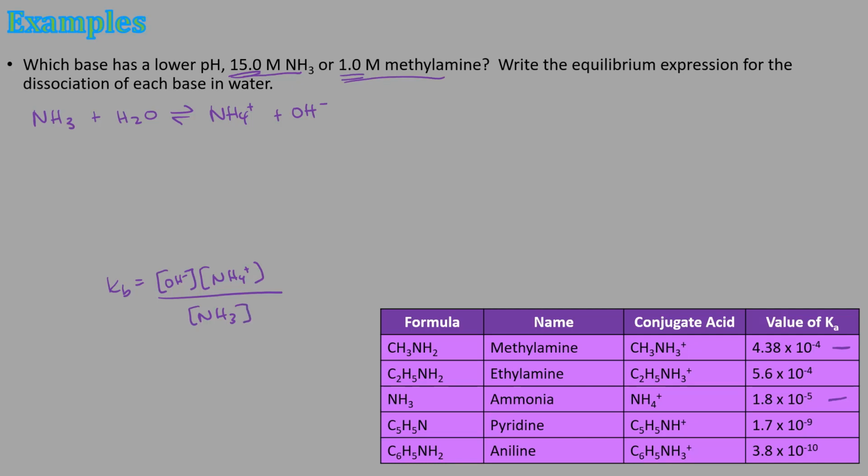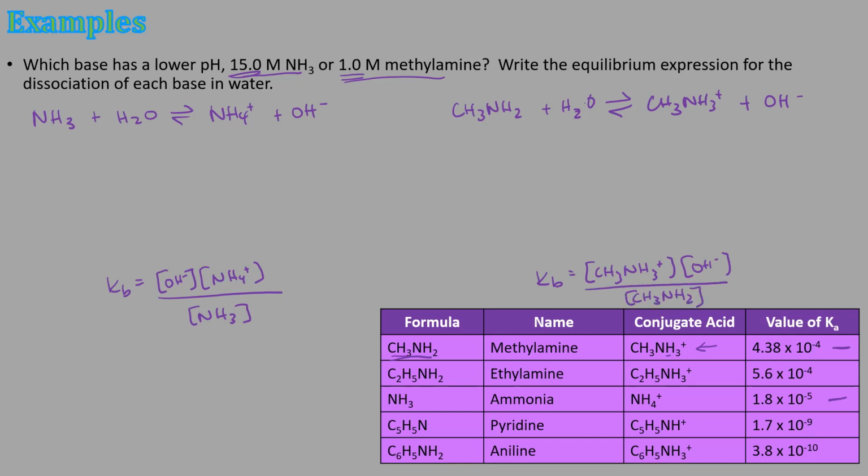Then for methylamine, the formula is right here. You are not expected to know that; they would have to provide it to you. It's going to react with water to produce hydroxide. There's the conjugate acid right there. Note, it just attaches the hydrogen to the nitrogen and adds a plus sign. Then the Kb for that is going to be CH3NH3 plus times hydroxide divided by methylamine.